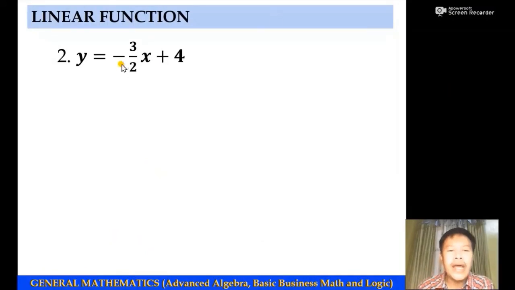y is equal to -3 halves x plus 4. This is also in slope-intercept form. Therefore, our slope is the numerical coefficient of x, and this is -3 halves. And our y-intercept is equal to 4. Therefore, we have a point along the y-axis with coordinates 0 and 4. Take note, the sign of our slope signifies the trend of the graph of the line. If the slope is negative, our line is decreasing.